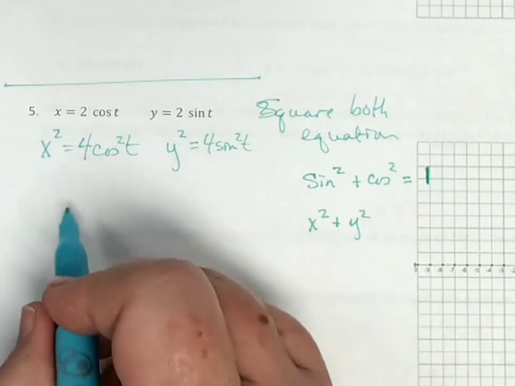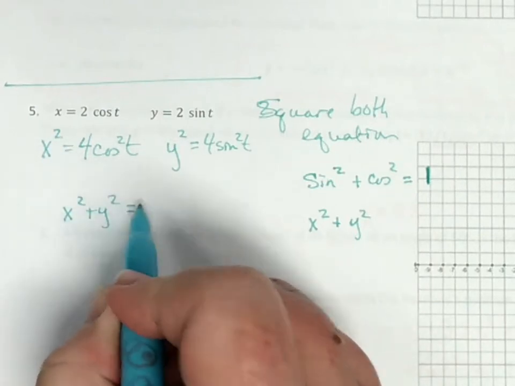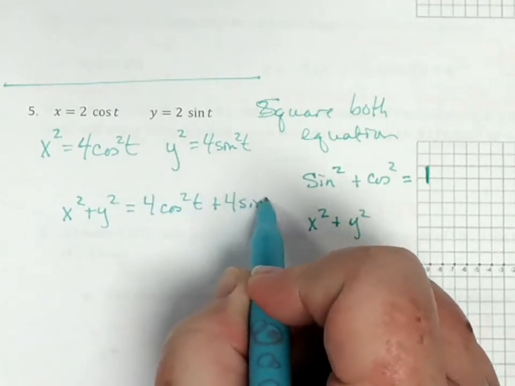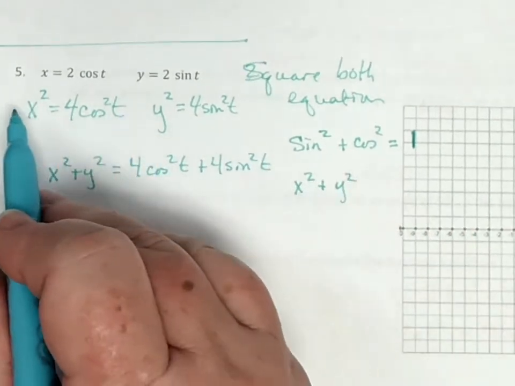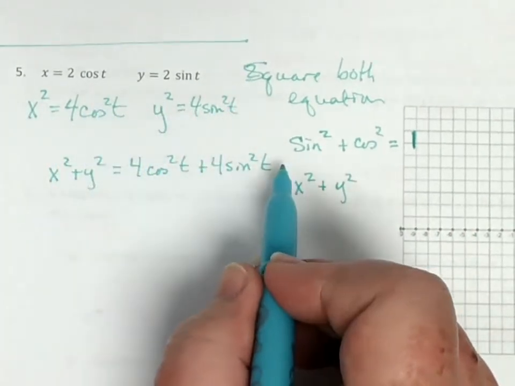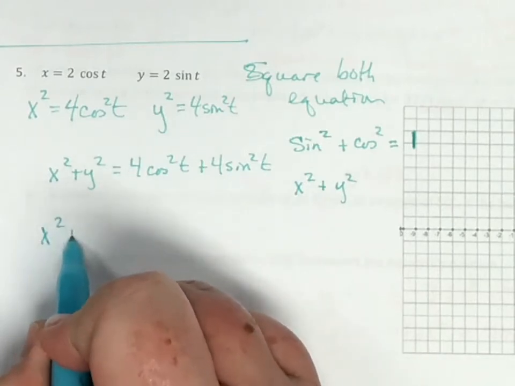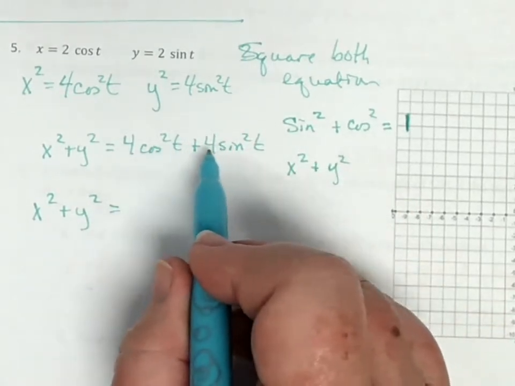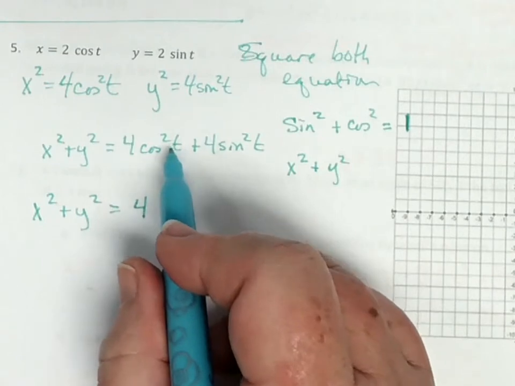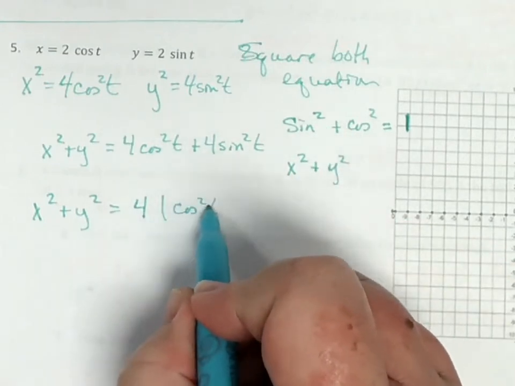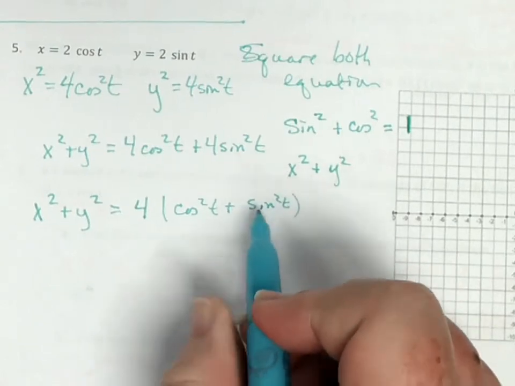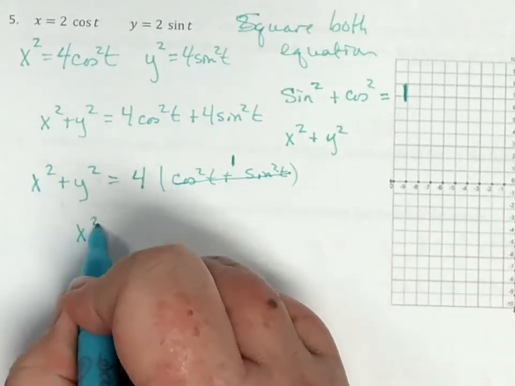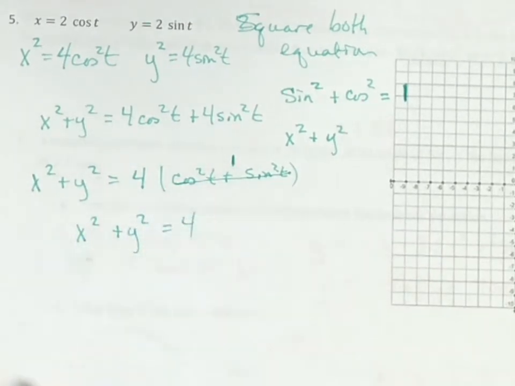I'm going to add x squared plus y squared on the left equals 4 cosine squared t plus 4 sine squared t on the right. So left side plus left side, right side plus right side. We're still going to leave this x squared plus y squared, we're happy with that, equals. What do these both have in common? A 4. And remember that cosine squared plus sine squared equals 1. So we can actually eliminate that all out. Now I've got x squared plus y squared equals 4.